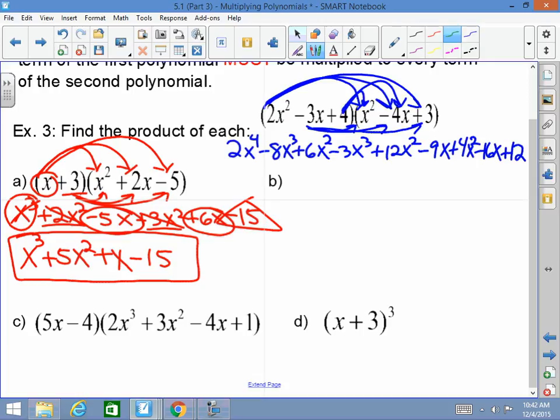Okay, 2x to the fourth is by itself, so that's it. I'm done with that one. It's just 2x to the fourth. Now, x cubes. I got a negative 8x cubed and a negative 3x cubed, so that's negative 11x cubed. I've got a 6x squared and a positive 12x squared and a 4x squared. So I've got 6 plus 12 is 18 plus 4 is 22 x squareds.